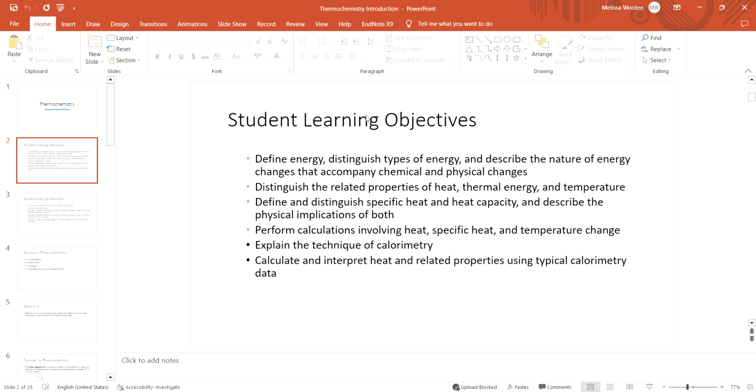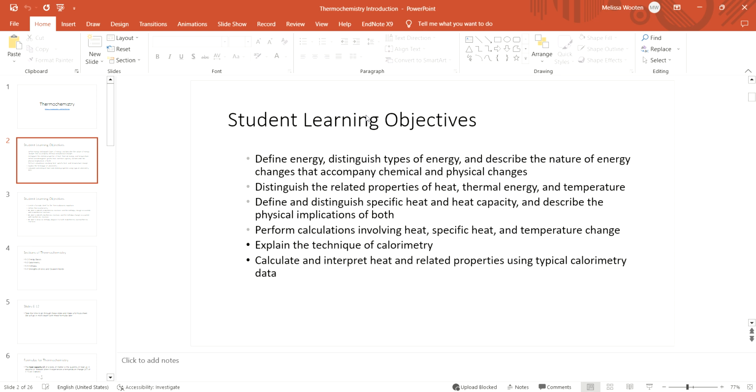that accompany chemical and physical changes, to distinguish the related properties of heat, thermal energy, and temperature, define and distinguish specific heat, heat capacity, and describe the physical implications of both. Perform calculations involving heat, specific heat, and temperature change.